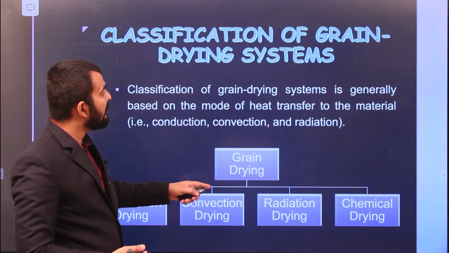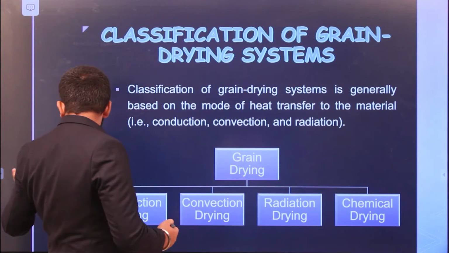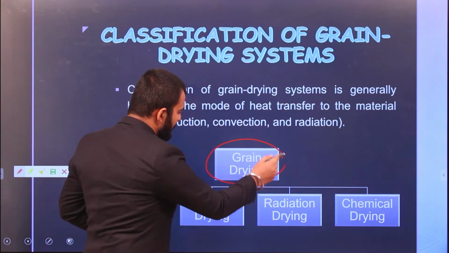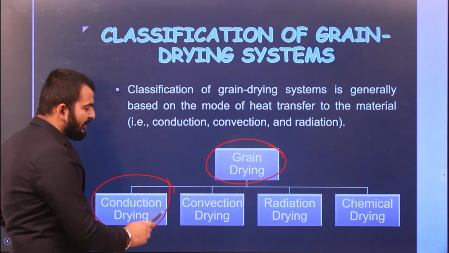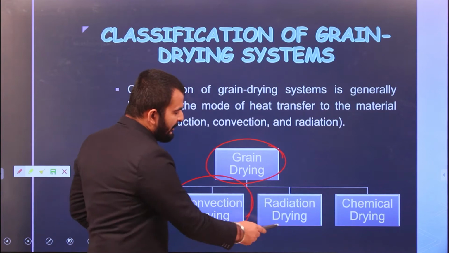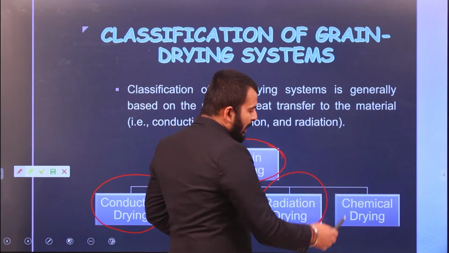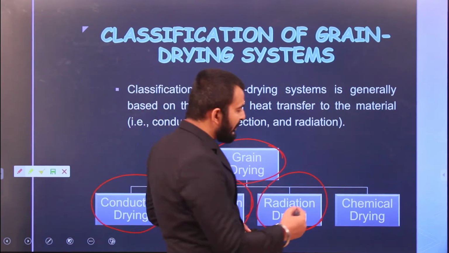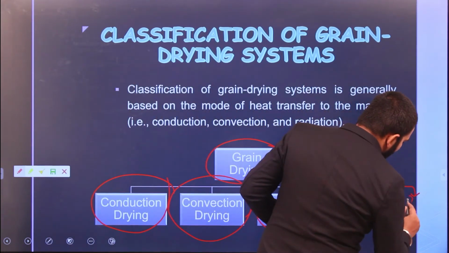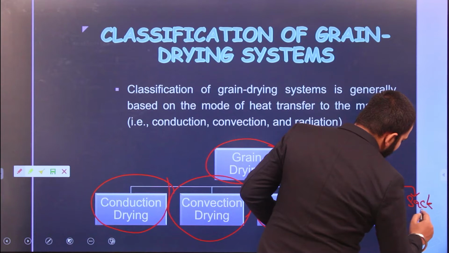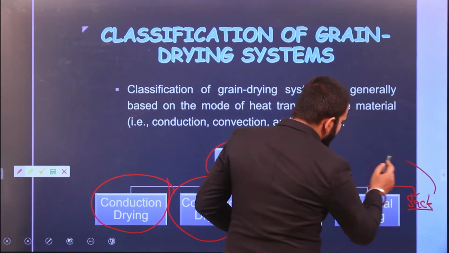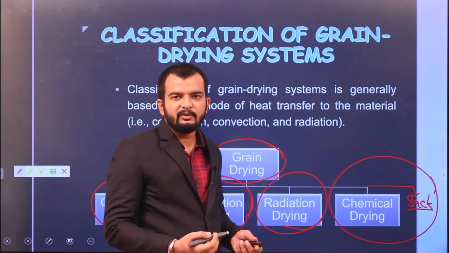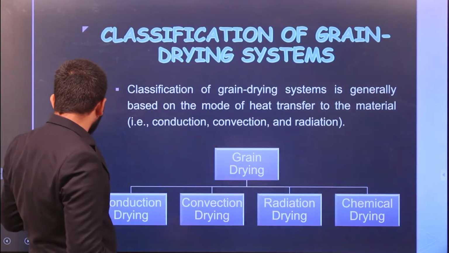So based on the drying system, grain drying can be divided into these three basic types: conduction drying, convection drying and radiation drying. Apart from these three, we have other types of drying, that is chemical drying and one more, sack drying. These chemical and sack drying can be grouped together under other methods of drying.